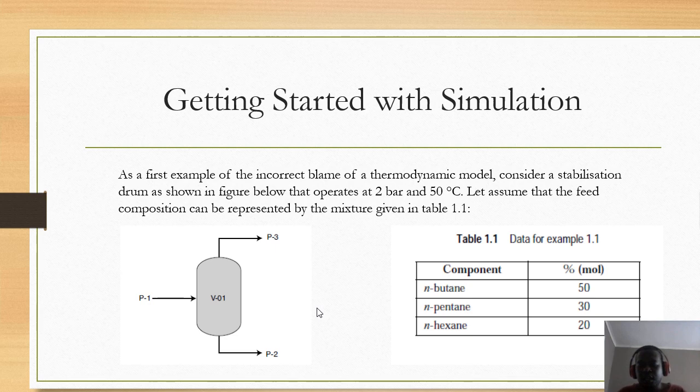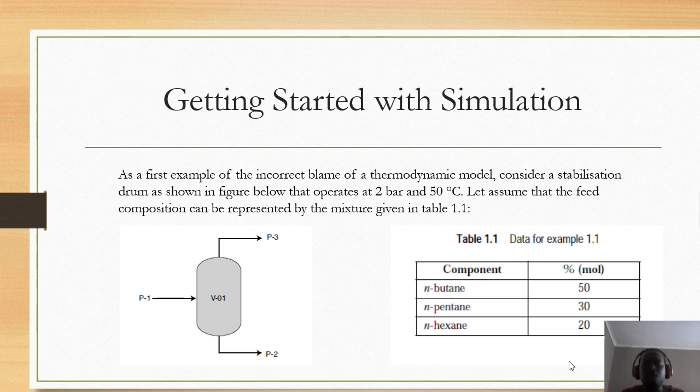Let's do this. All right, so first things first, before you even go into the simulator, you want to check that you have all your information. So as an example, consider a stabilization drum, which is a flash drum, as shown in the figure below, that operates at 2 bar and 50 degrees. Good. And that has a feed composition that can be represented by the following. So you've got temperature, you've got pressure, and you've got your composition. This system is well defined. You've got everything you need to run this system.